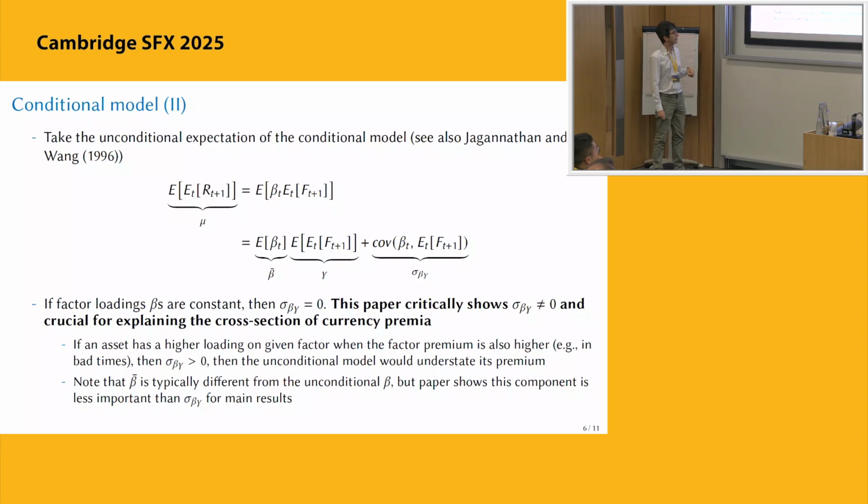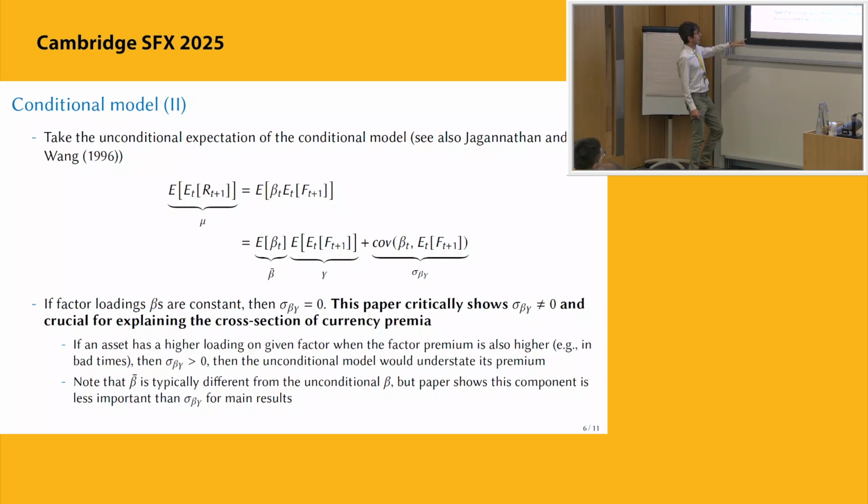So what is the interpretation of this covariance term? If you think about it, suppose that you have an asset that has a higher loading on a given factor when also the factor premium is higher, which maybe we can think of as bad times, then the sigma beta gamma would be greater than 0. And so in that case, the unconditional model would underestimate the risk premium of that asset.